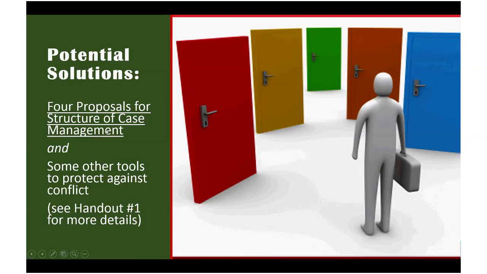So now we're going to talk about some of the proposals that the state has regarding the structure of case management. And then I'm going to talk about some other tools that we could put into place to protect against conflict. On the website, there is a handout that's being given when this is presented at the forums, but this handout is also on the website, and it is labeled handout 1, but it also has a label called Developmental Services Program Analysis of Proposals to Address Potential Conflict of Interest.